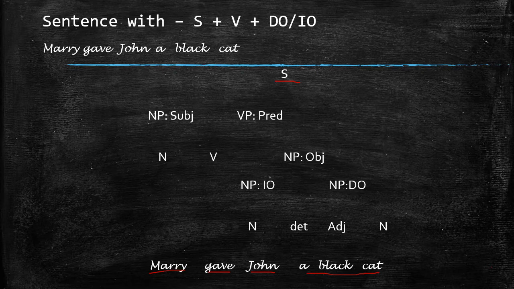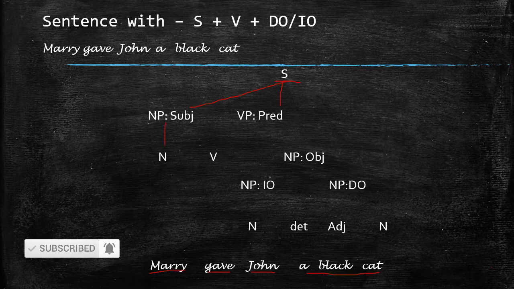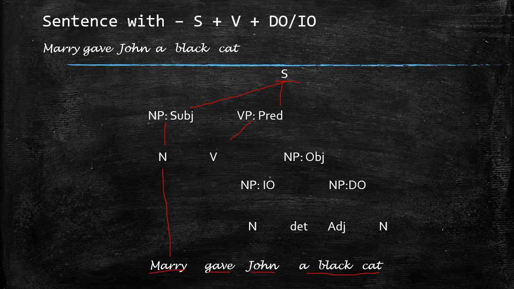Okay, we divide it into two main branches. It is NP as a subject and VP as a predicate. In NP there is only one word, so we just put noun and we make a line to Mary. In the verb phrase as a predicate, we have verb. This is verb because the verb is only gave, so we can make a line here.